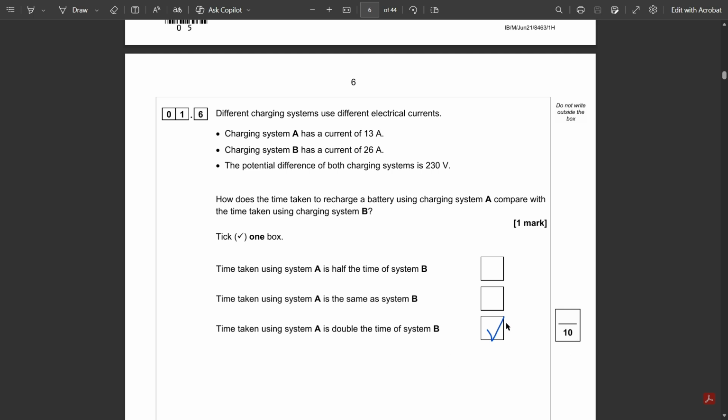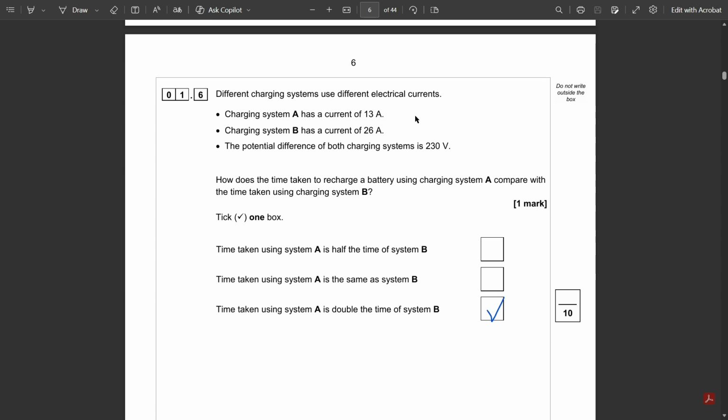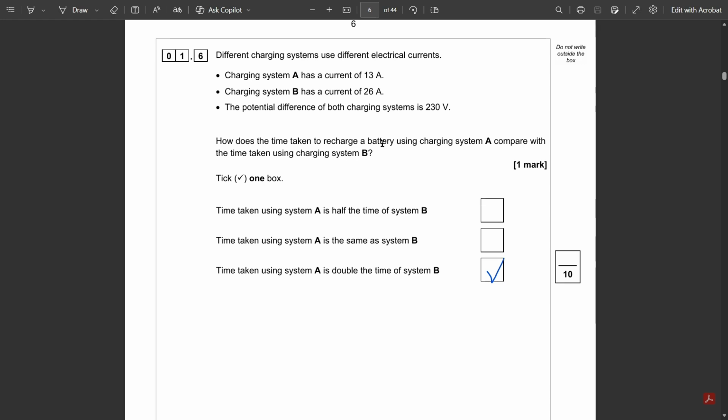It's double. To do it mathematically, power equals current times voltage. Double the current with the same voltage means double the power. Double the power means half the time taken. Of course, you could just see that more current means it takes less time, so half the current means it will take double the amount of time. But yeah.